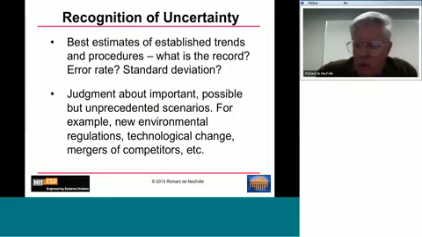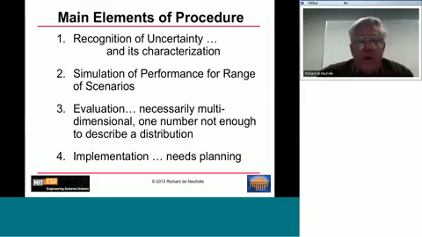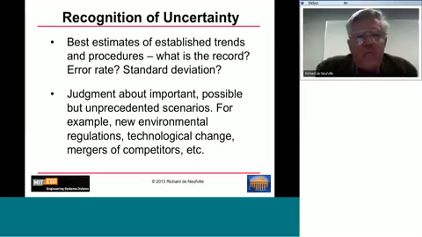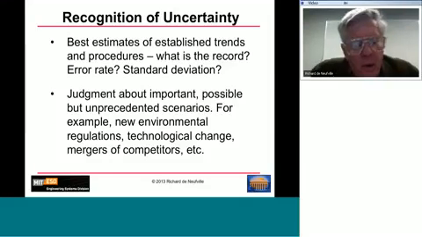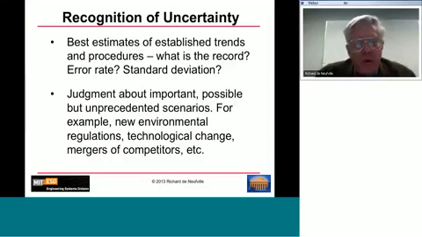So let me now go from the four steps of the procedure to talk about them a little bit more in detail. In terms of the recognition of uncertainties, we want to go through a process which tries to estimate what is happening. So we look at past experience that we might have, we look at the record, we look at how well we have or have not been able to forecast what's happening, and what the deviations are. In other words, we inform ourselves by looking over past history. But, of course, that isn't enough when there are new situations that may occur. So we also want to bring in judgment about important, possible, but perhaps unprecedented scenarios.